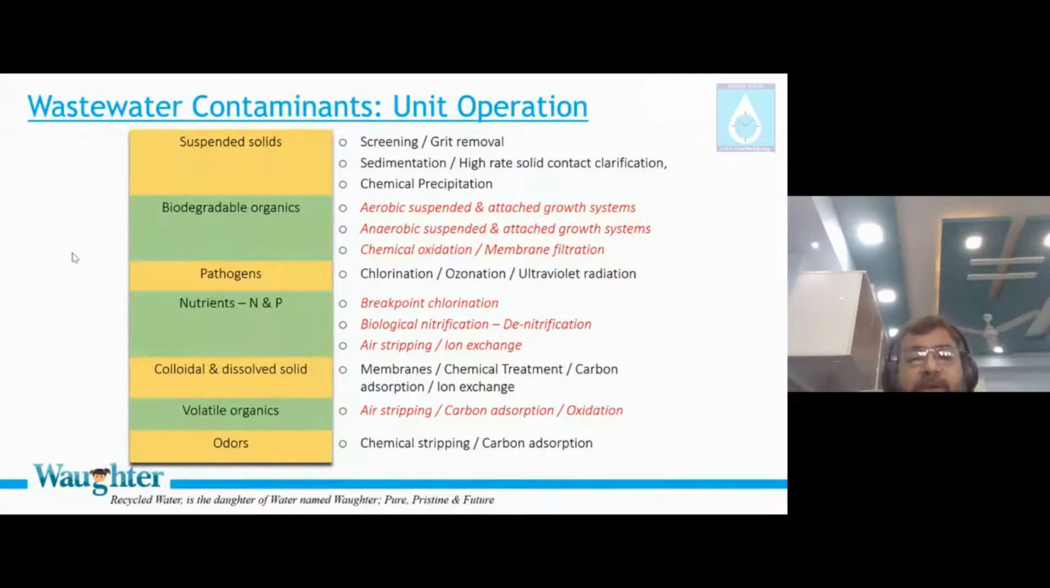Colloids and dissolved impurities can be taken care of by membranes, chemical treatment, carbon adsorption, ion exchange. Volatile organics. Okay, the best way to remove volatile organics is air stripping, but now the volatile matter comes into the air.